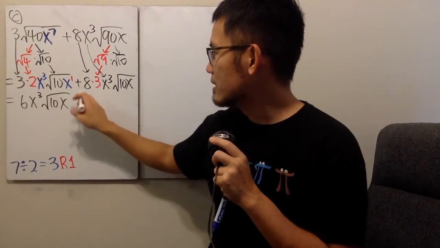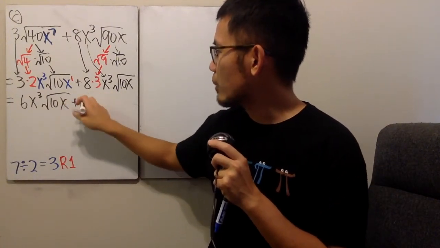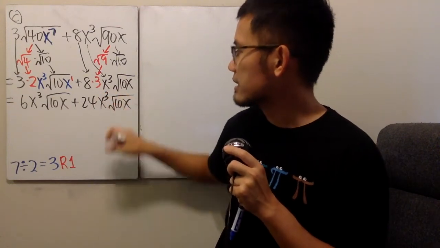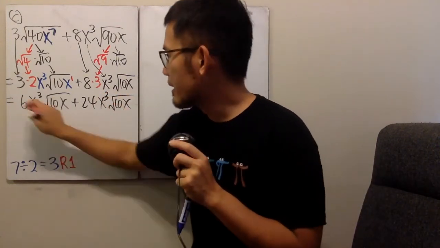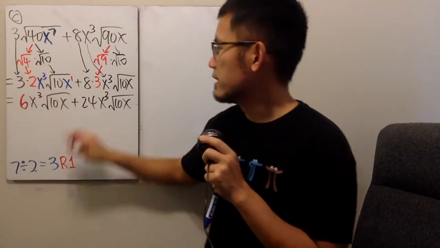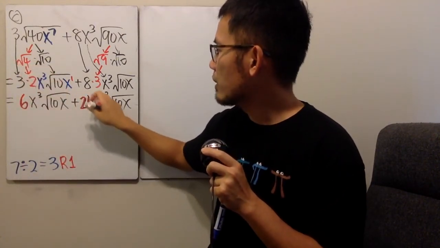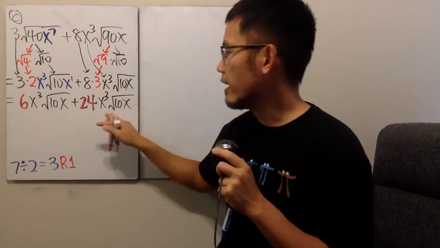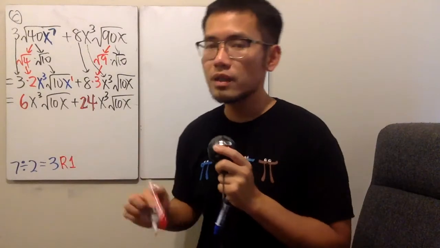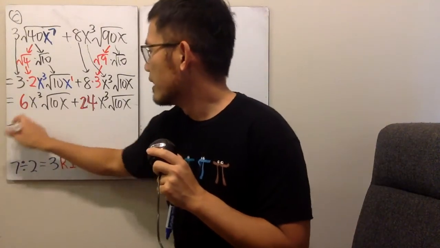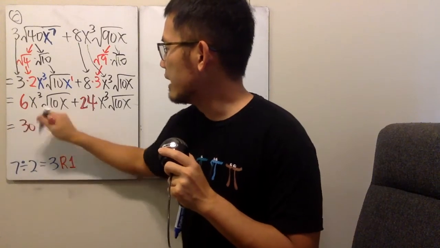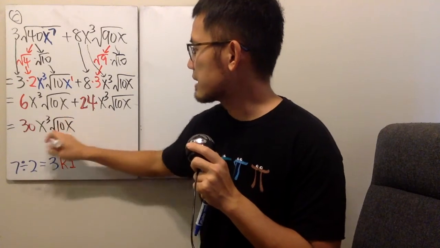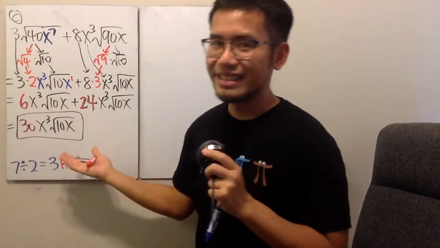If you look at this part, this is plus 8 times 3 is 24. And we have x to the 3rd power with square root of 10x. And as you can see here, this coefficient is 6. This right here is 24. And the rest, the x to the 3rd power, square root of 10x, they are the same. So we get to combine the numbers once again. So 6 plus 24 will get 30. And then the rest, you just maintain it. x to the 3rd power times the square root of 10x. And with that, we are done. Just like that.